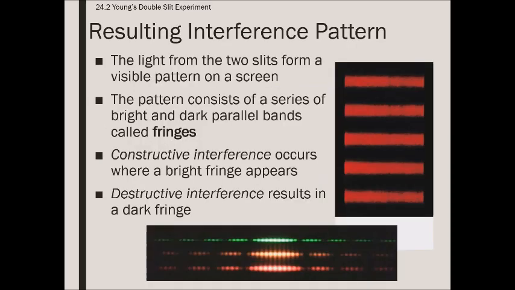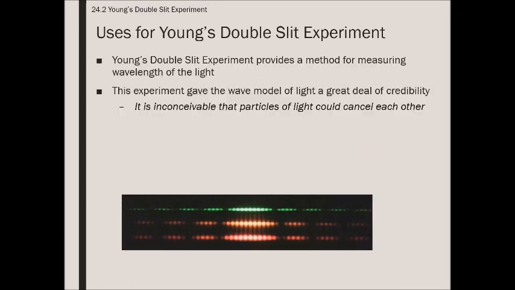So the light from the two rays form this visible pattern on the screen. This has the very not creative word fringe. Basically, think of a fringe on a carpet as these long parallel lines. So constructive interference occurs where we have a bright fringe. So we call that constructive interference, and then destructive interference occurs where we have a dark fringe.